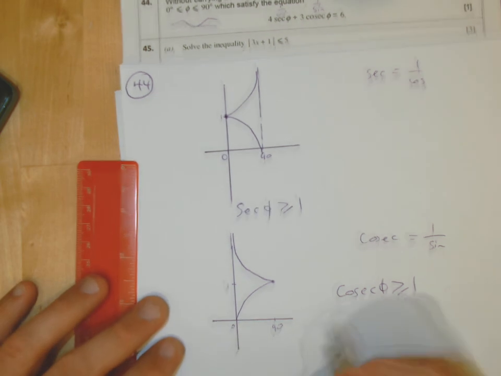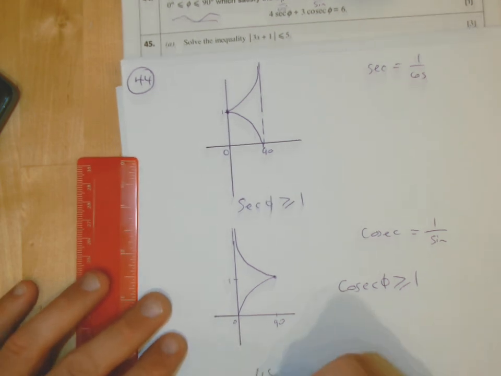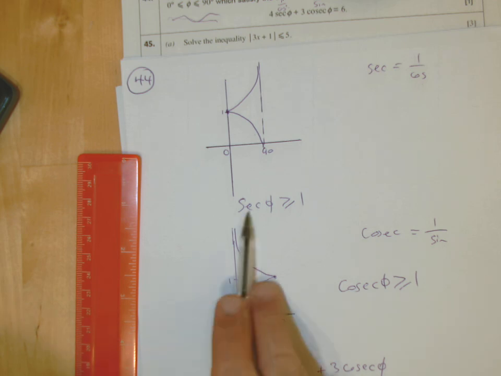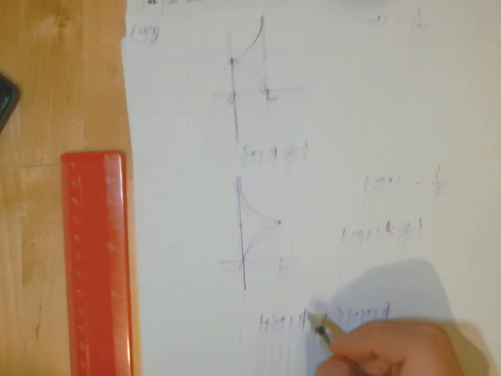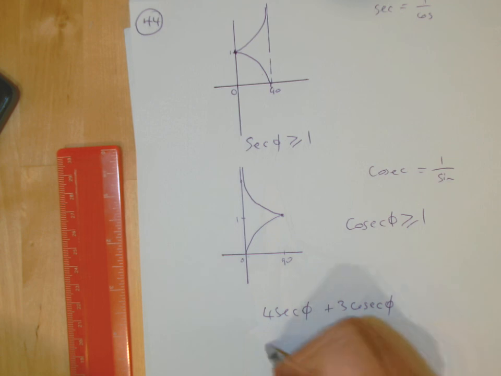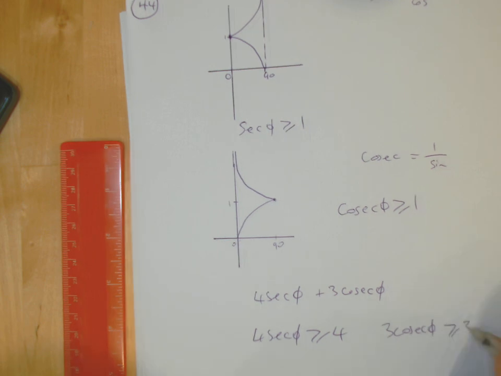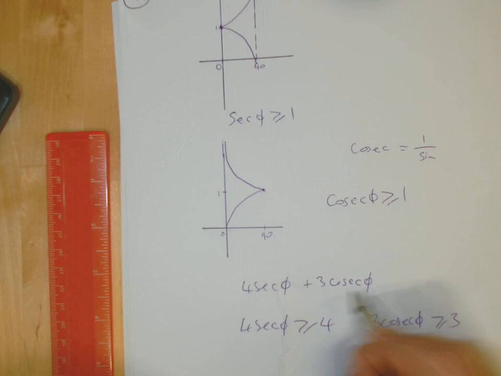Alright, so when it comes to this equation, 4 sec phi plus 3 cosec phi, we could say what this is going to be greater than. Well, we know if sec phi is greater than or equal to 1, then 4 sec phi is going to be greater than or equal to 4, because you just multiplied by 4. 3 cosec phi is going to be greater than or equal to 3, because you multiply that by 3. So when you add them together, that's going to be greater than or equal to 7.